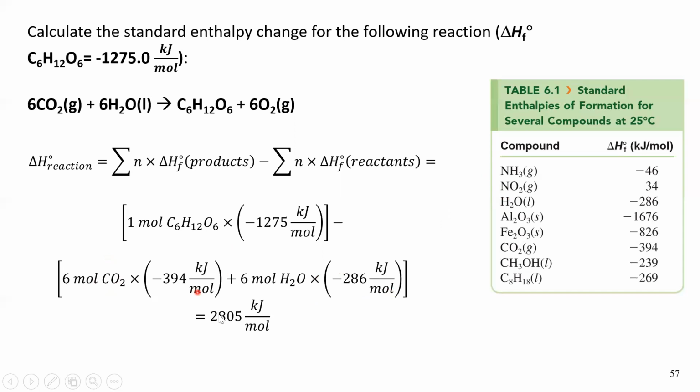And then we add those values together and we get 2,805 kilojoules per mole. Now the value is positive because you want to take the products minus the reactants, not the reactants minus the products. So if you got a negative, that would be why that is. So, make yourself a little note.